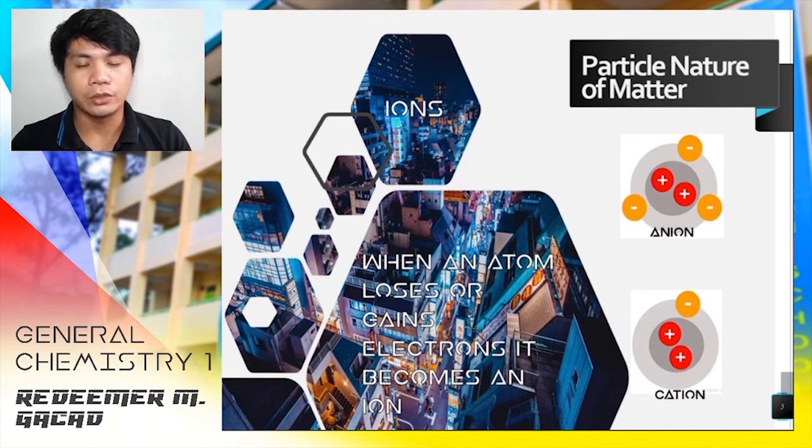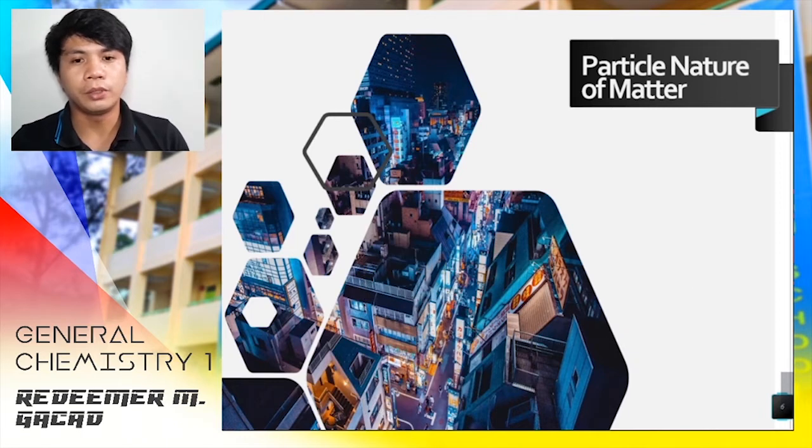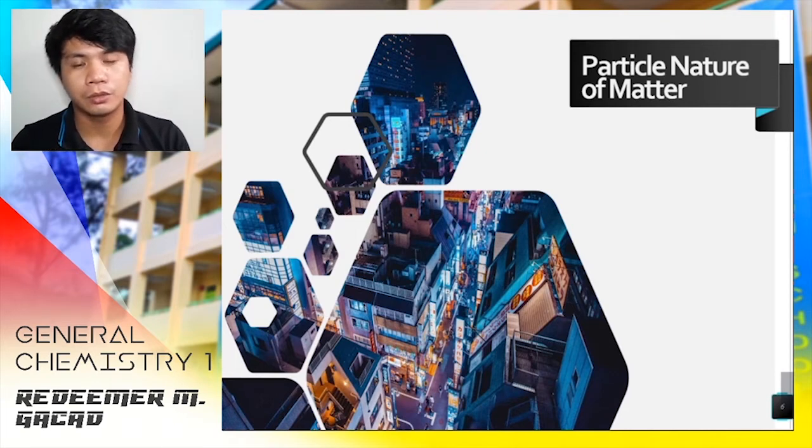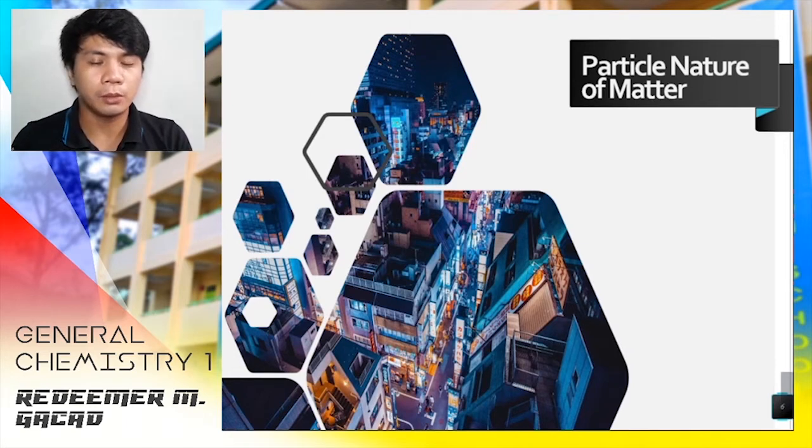That is ions. If you're going to look at your periodic table, there are 118 elements listed in it. Okay? These elements represent the different types of atoms. So, meron tayong 118 types of atoms. For example, gold or Au in your periodic table represents the atom that makes up gold. Ag represents the atoms that make up silver. So there are 118 types of atoms.